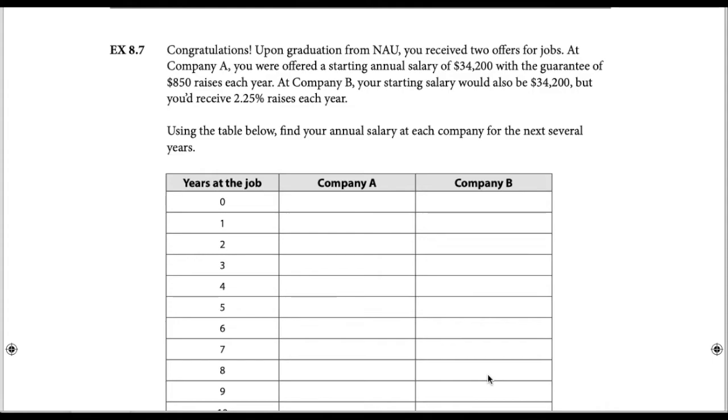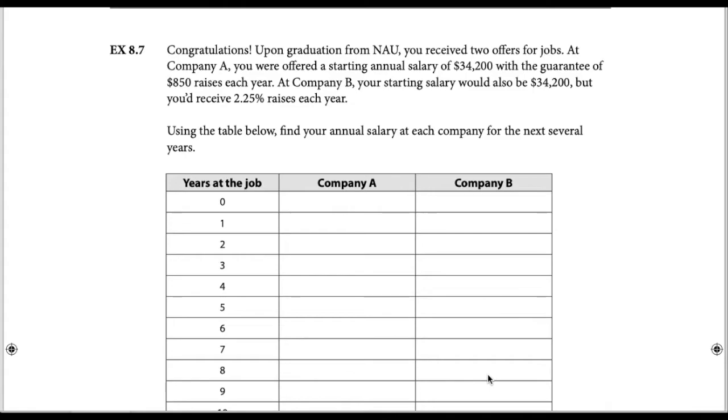In the final example, we're going to contrast properties of two separate models. The context is two job offers that you're given upon graduation at NAU. Both companies offer a starting annual salary of $34,200. One company guarantees a raise of $850 every year, while the second company guarantees a raise of 2.25% each year.